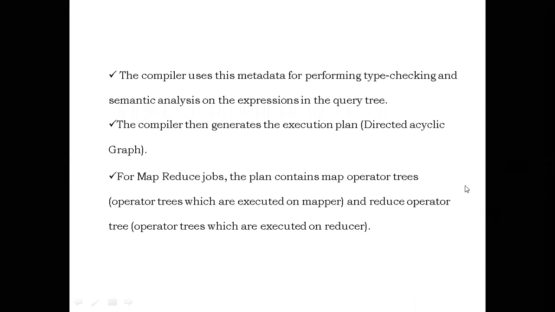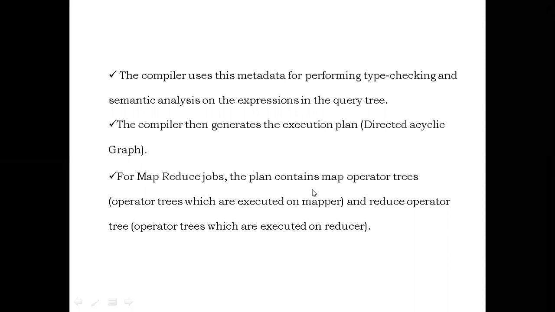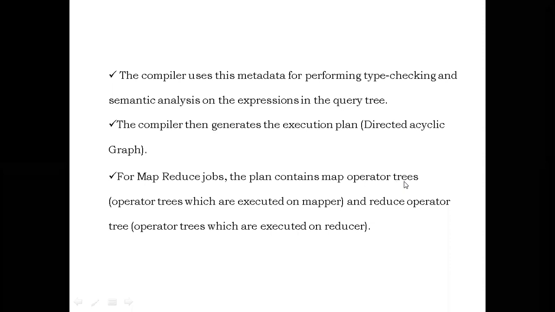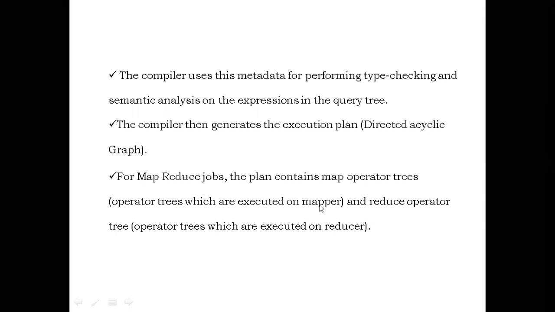Clear. For map reduce jobs, the plan contains map operator trees and reduce operator trees. In case of map reduce jobs, the execution plan will contain the map operator trees which are executed on the mapper. Already we know the map reduce contains two main parts, mapper and reducer. So the plan will contain map operator trees, the trees related to the work of the mapper, and also reduce operator trees, the trees related to the reducer.